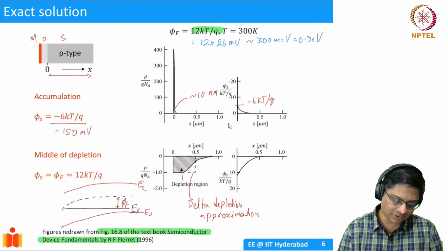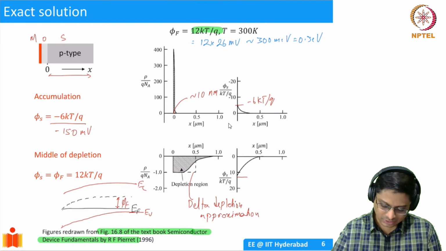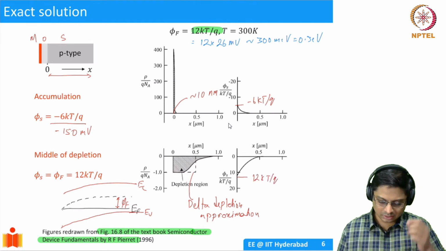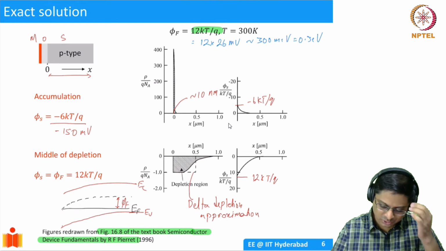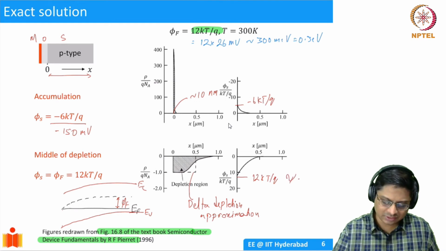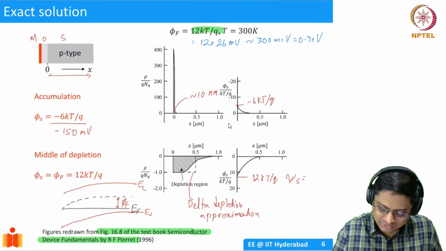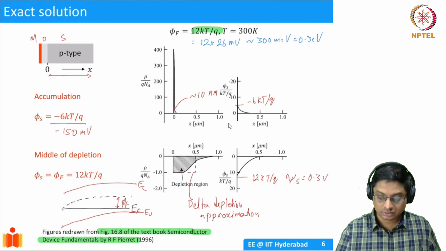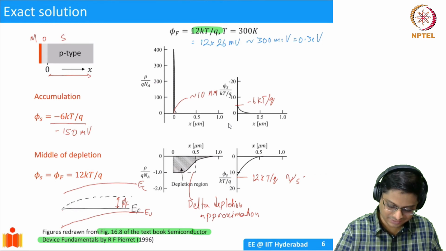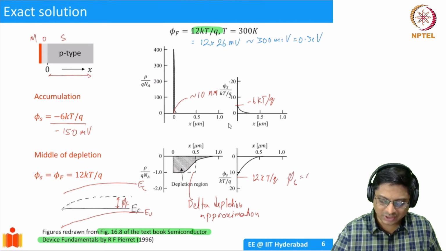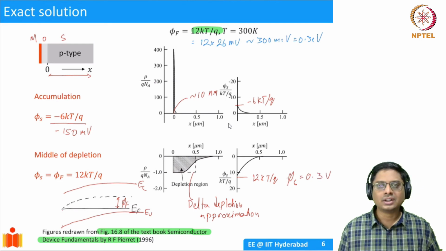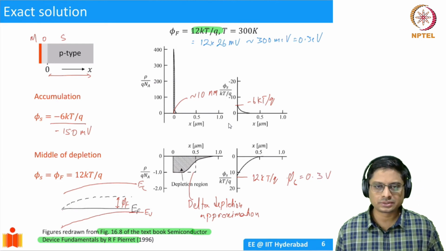Okay. And of course, surface potential this time is 12 kT by Q. Okay. So how much is this? 12 kT by Q should be equal to, surface potential is 12 kT, is again back to the same thing, right? 0.3 volts. I'm writing phi again. Phi s is equal to 0.3 volts. Okay. So this is what happens in depletion.